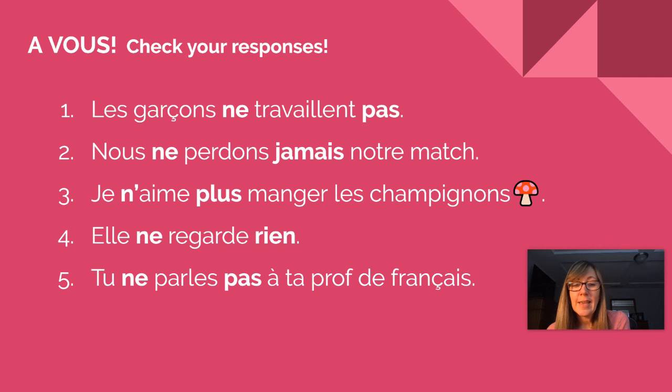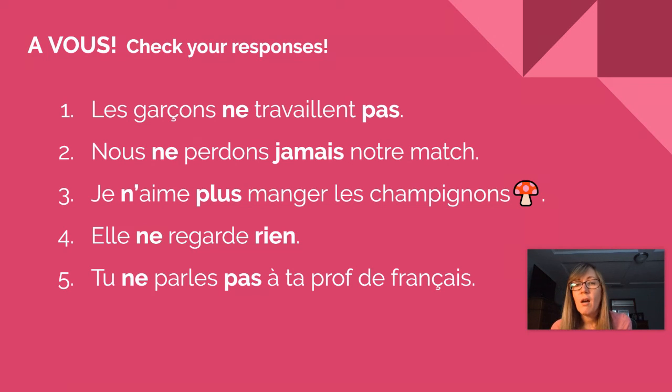Elle ne regarde rien. This is one of those where you had to take something out. I can't remember what was in the last sentence. The movie. So you can't say elle ne regarde rien le film. She's not watching anything, the movie. That wouldn't make sense. So you have to take out the something when you put in the nothing. And you've got ne, a conjugated regarde, and then rien. And the last one, tu ne parles pas à ta prof de français, ne, conjugated parles, pas.